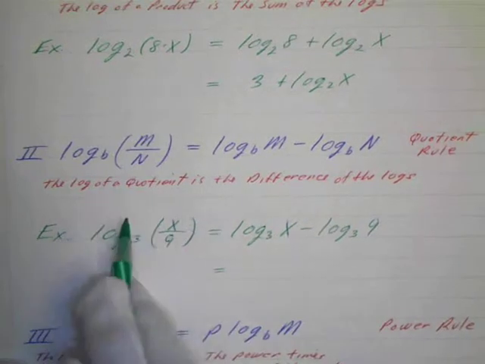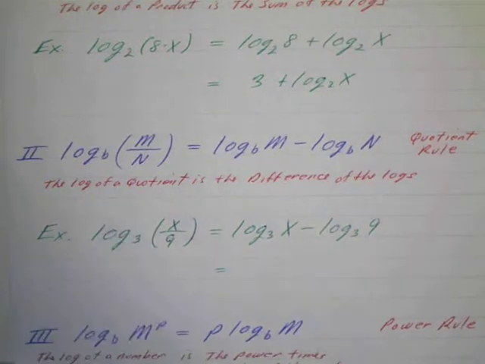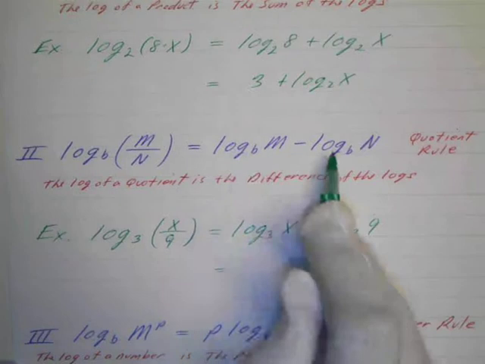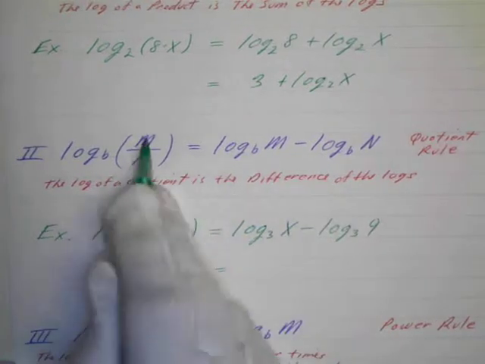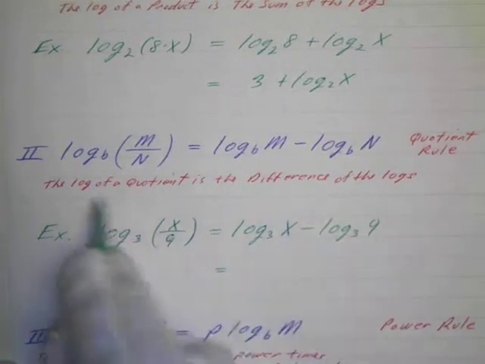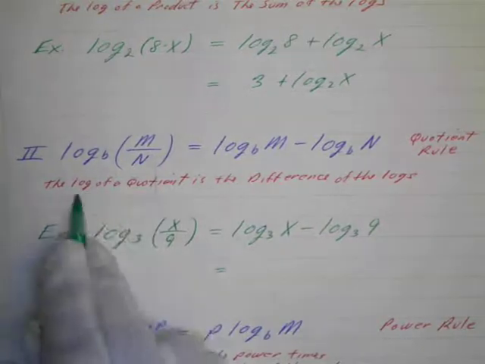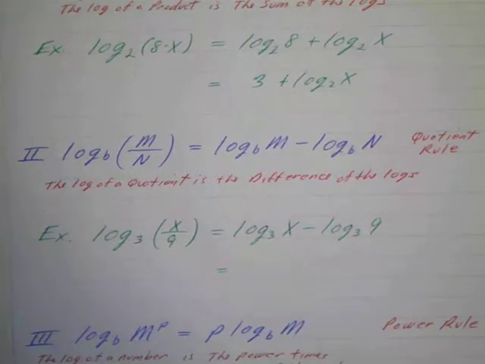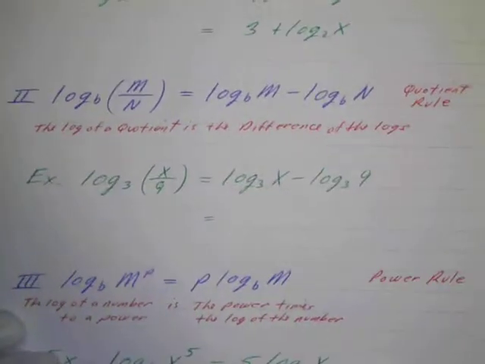Remember, quotient means divide. And remember when you were dividing exponents, x to the sixth over x to the second, what do we do? We subtract the exponents. So 6 minus 2 is 4, that'd be x to the fourth. So the same thing we do here. We subtract the exponents, we subtract the logs. So the log of a quotient is the difference of the logs. The log of a quotient, one log, is the difference of the logs, two logs. Here's an example. This again is called the quotient rule.